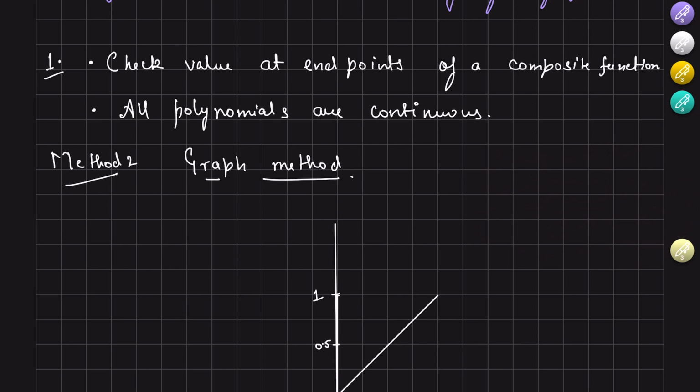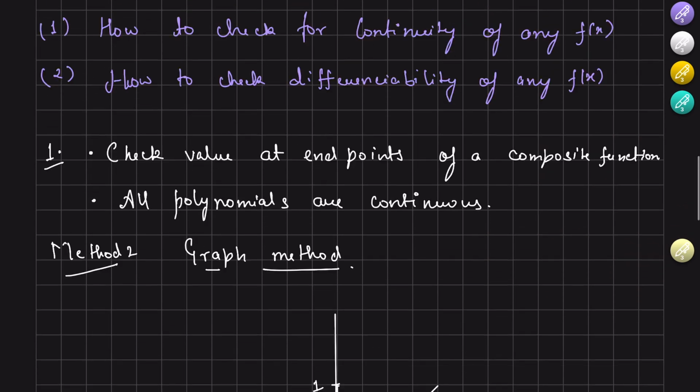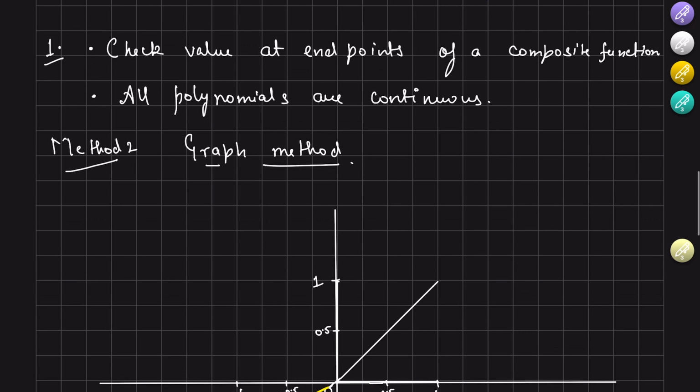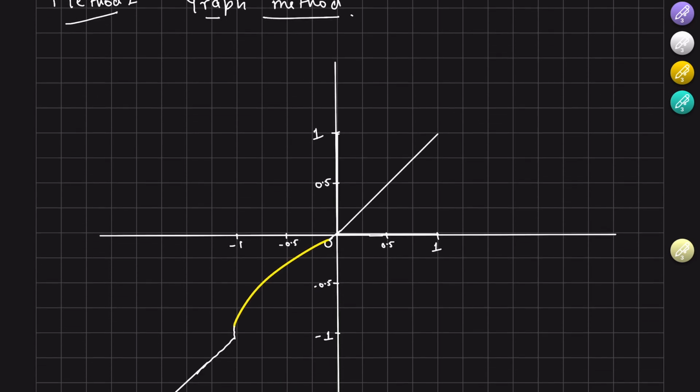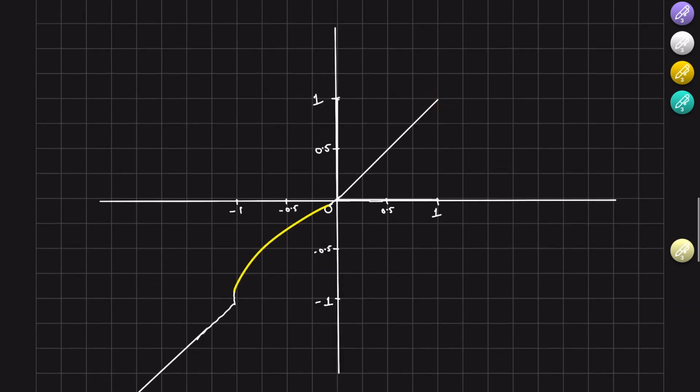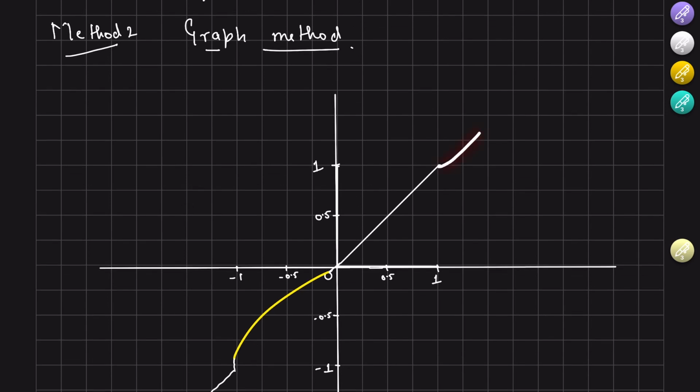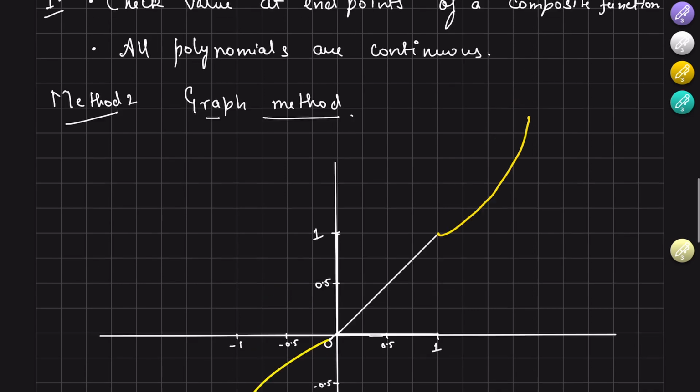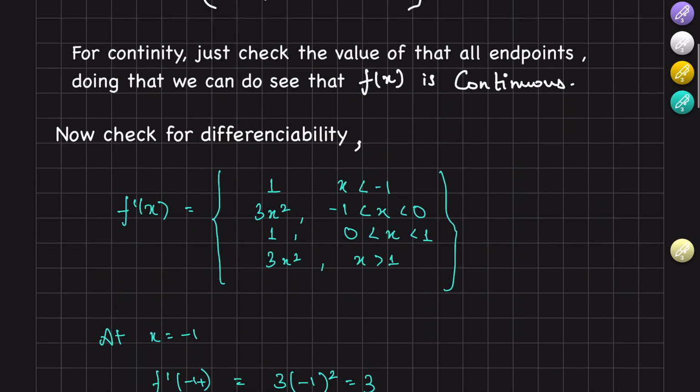Now the second method to check for continuity is by drawing the graph. For the above question, the graph that comes out is this that I have drawn. It is not perfectly aligned, but it is quite understandable. So this is the graph of the given function. Now let us come to the question.